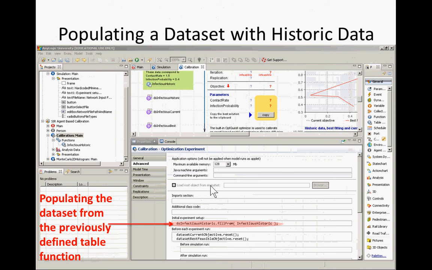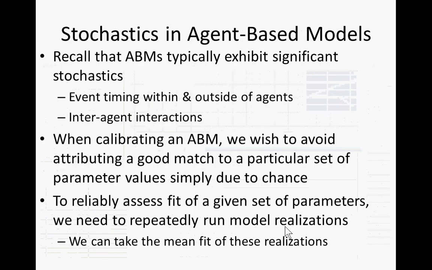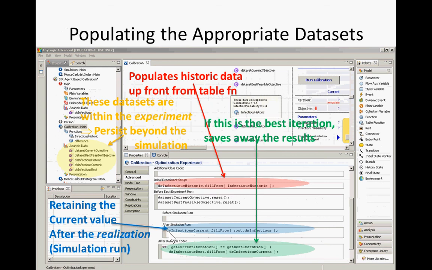Now, the way this works is similar to what we talked about yesterday, and some of the discussion I had here with Diana in response to her question. So the idea is, after a simulation runs, what we need to do is, initially we fill in historic data. Before each experiment, we reset data on what's the best match. And then after each simulation run, we salvage the data, just like we did yesterday, from the main class, root.dsInfectious, and we save away the results of that simulation, and we see if it's the best iteration. If so, we save it away as the best one thus far in terms of its scoring.